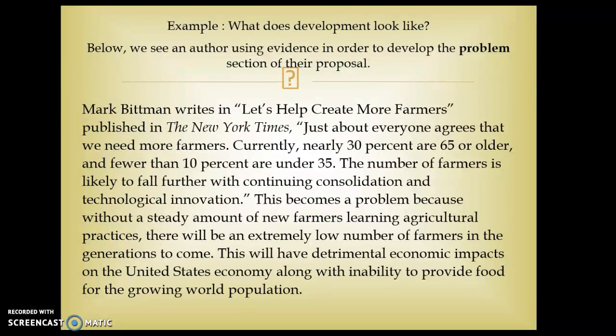This becomes a problem because without a steady amount of new farmers learning agricultural practices, there will be an extremely low number of farmers in the generations to come. This will have detrimental economic impacts on the United States economy, along with inability to provide food for the growing world population. So we see here that this author not only takes the time to introduce the author, the article, and the piece of evidence so that the audience has a clear sense of where the evidence is coming from, he also takes the time to explain how this piece of evidence ultimately connects to the problem in his proposal and supports his own ideas.